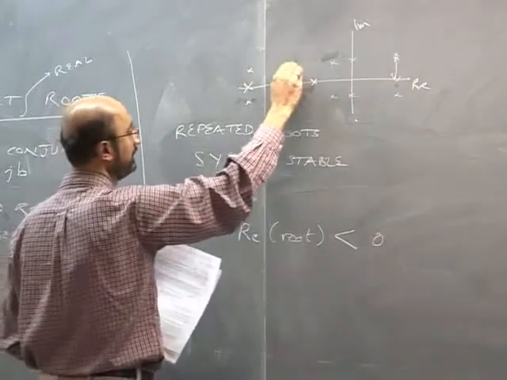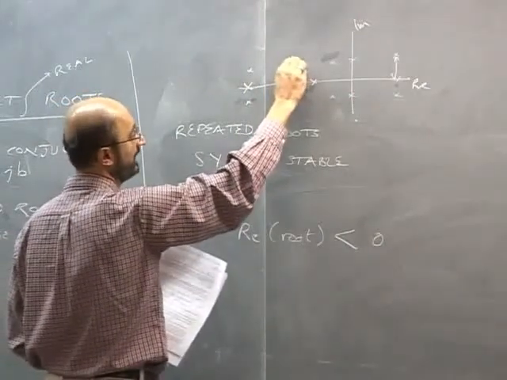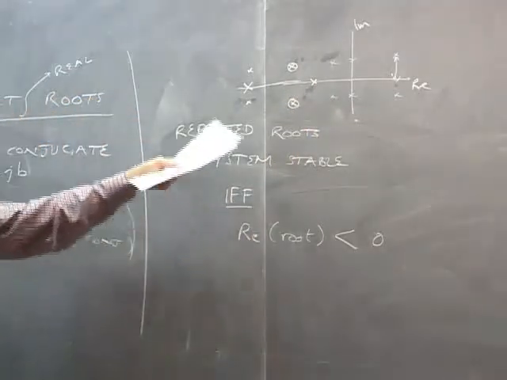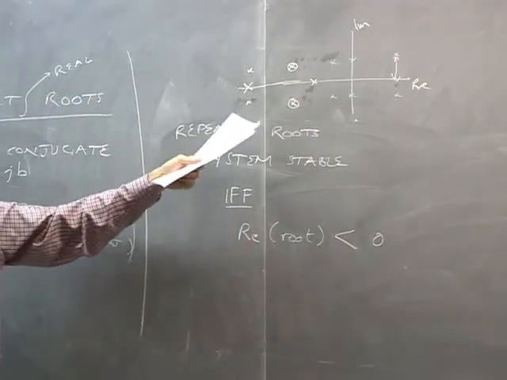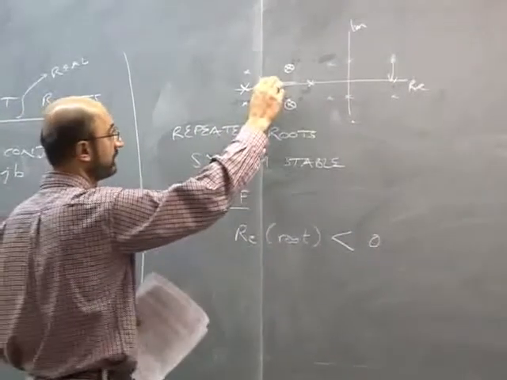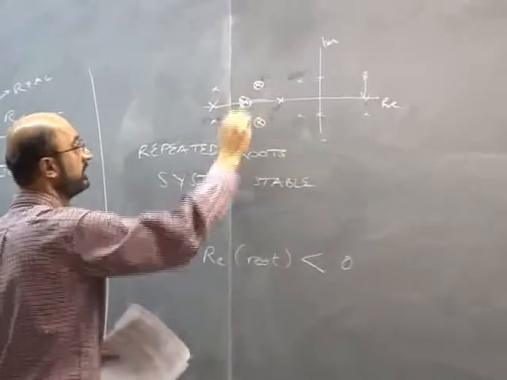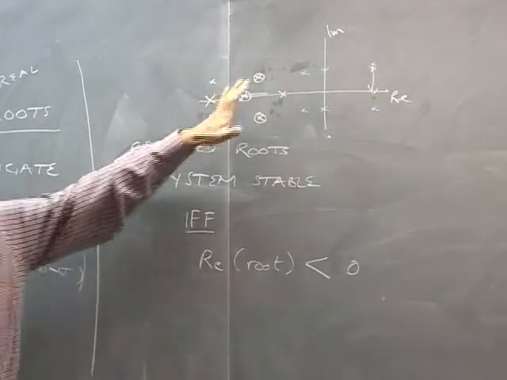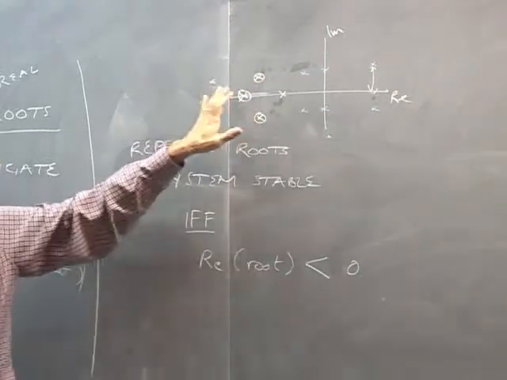So we typically show repeated roots something like this. There's an x and there's a circle. It means that one of the roots is the x of the circle. That's a complex conjugated repeated root with a real part in the left half plane. And this is a repeated root that is real, on the left half plane. So here we have a system that's still stable.